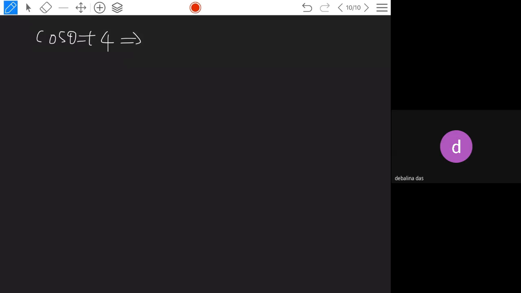This implies only cos theta is equal to 0 you will get. From this, cos theta equal to 0 is nothing but theta is equal to pi by 2. Not only pi by 2, what do you get here? Actually when cos theta is equal to 0, theta is equal to (2n plus 1) pi by 2.